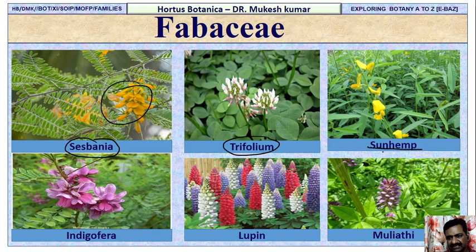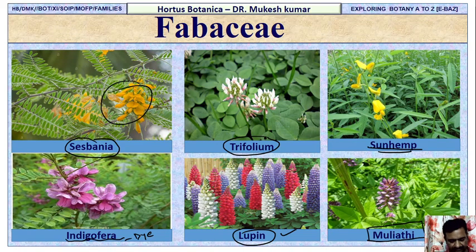Here, what is this? This is sun hemp. They are used for the fiber. Right now. Then what we find here? Indigofera, ornamental. Lupin, again ornamental we have. This is for dye, you all know. Leaf color. This is ornamental lupin. This is the mulethi, which is a very good medicinal plant.